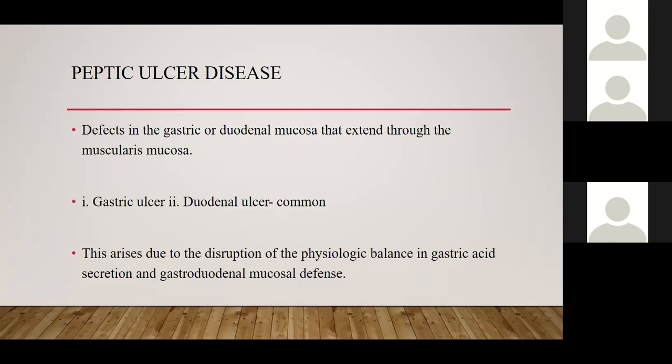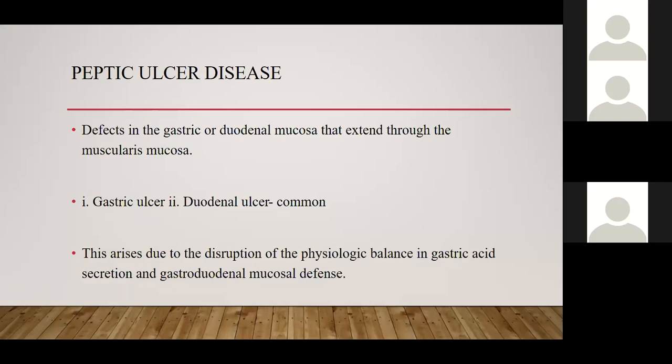So usually you can have defects in the gastric or duodenal mucosa. And these defects won't just stay in the mucosa, they would extend through to the muscularis mucosa. So once you are going beyond the mucosa to the muscularis mucosa, then it means that there's a deep breach in the mucosa, and we say you have an ulcer and not just an inflammation, okay?